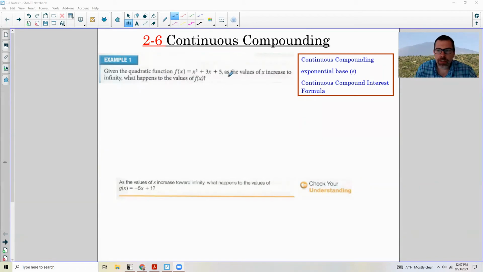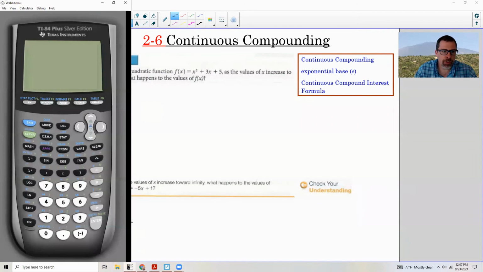Perhaps. Here is example 1. So before that, though, continuous compounding will be addressed here. Exponential base E. So I'll just say something really quick there. If I go to my calculator, and if you notice right here over the division symbol is the letter E. So if I hit second divide, there's the letter E. And if I hit enter, that is 2.718281828. Okay, that is what they're talking about.